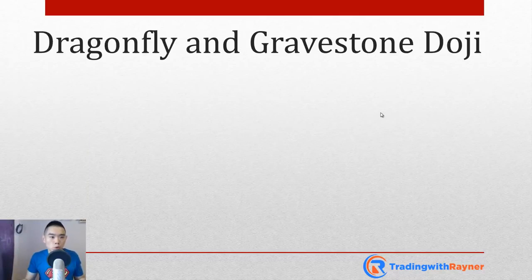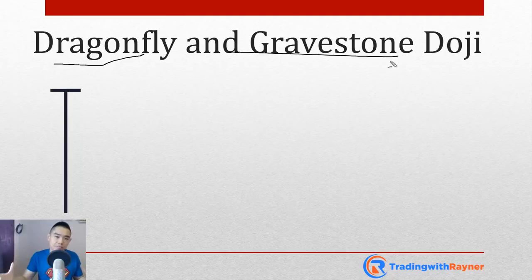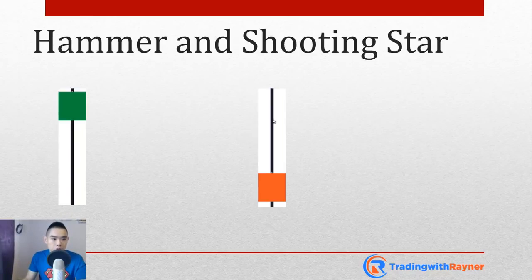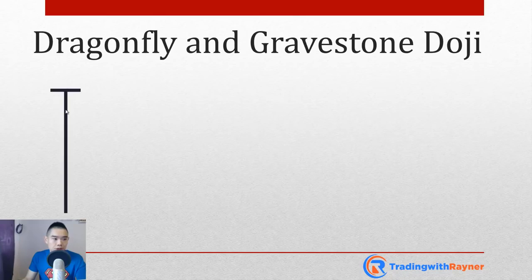Dragonfly and the Gravestone Doji. It sounds like a handful, but really the pattern is very similar to the hammer and shooting star. The only difference is that a regular doji simply means indecision in the markets, but the Dragonfly and Gravestone Doji are a sign of price rejection. Because if you look at it, it's very similar to the hammer and shooting star that you've seen earlier. Let me just go back a little bit. Hammer, shooting star. Dragonfly Doji, Gravestone Doji.